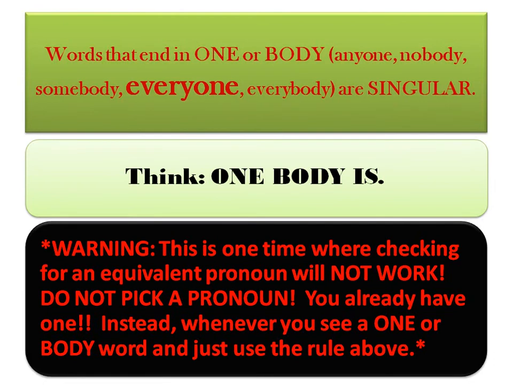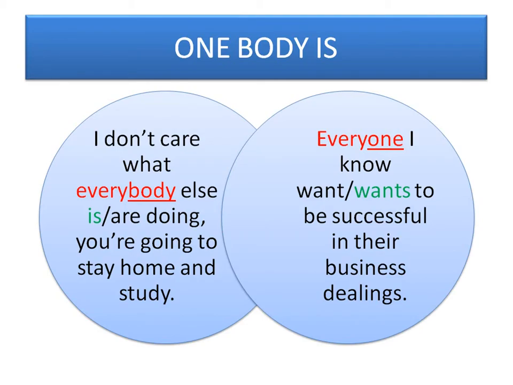Instead, whenever you see a one or a body word, just use the rule above. One body is. When you see one or body, you are going to use the choice for third person singular, like is. One body is. One body is. I don't care what everybody else is doing. You're going to stay home and study.